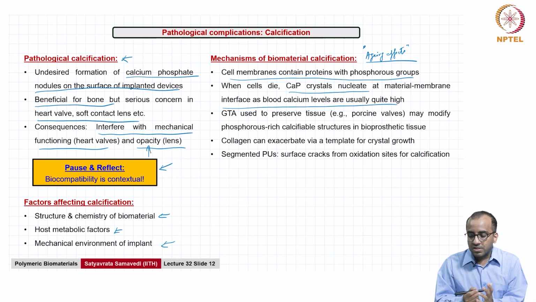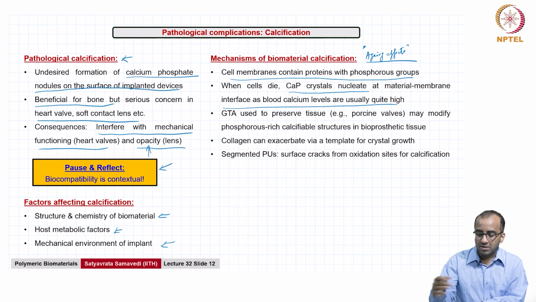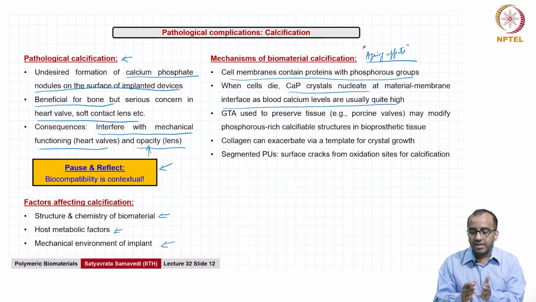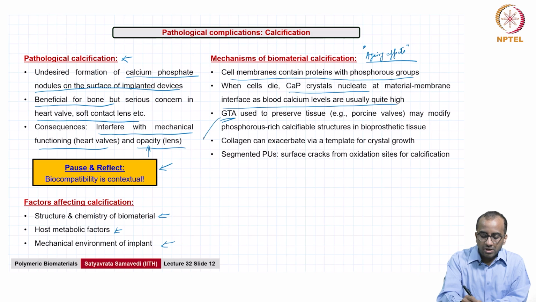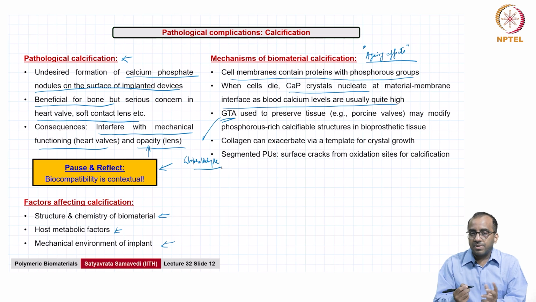Because blood calcium levels are usually quite high, when cells die, these phosphorus groups can interact with the calcium in blood, and calcium phosphate crystals can nucleate at material membrane interfaces. The other reason why this can happen, and this is also commonly seen in tissues that are derived from animals, is GTA, glutaraldehyde, which is typically used to preserve tissues such as porcine valves.